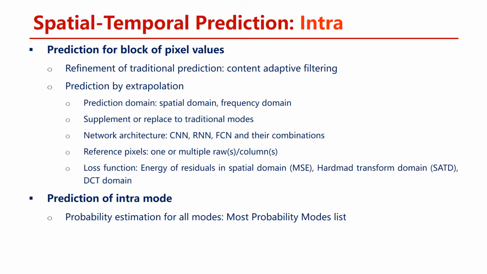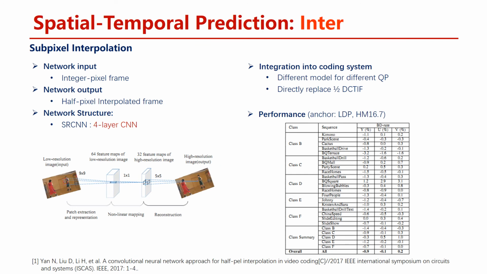Prediction could also be for the probability of intra modes. This also helps saving coding bits. The third well-studied module in hybrid coding is inter prediction. First of all, subpel interpolation is studied.